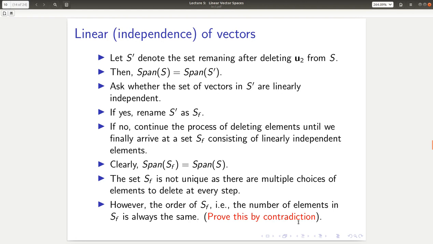You can prove this by contradiction. It's a fun thing. Remember that the span of SF, it doesn't matter how you start, will all be the same space. So you can prove this by contradiction by assuming that there are two different SFs with different numbers of elements which have the same span, and you will get a contradiction.